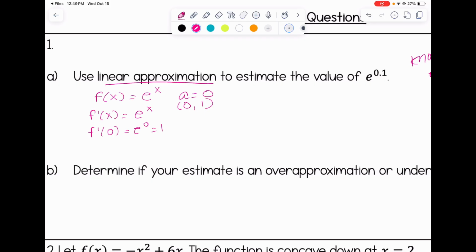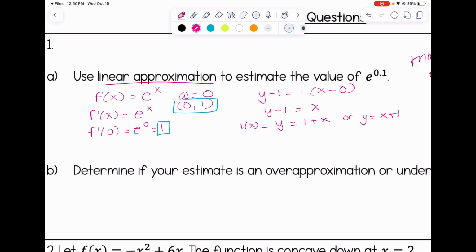So remember to use point-slope form. You need a point, which I have, and a slope, which I have, and we put that all together. So y minus 1 equals 1 times x minus 0. We can clean this up a lot, and we get y equals 1 plus x, or x plus 1. You could write it either way, and that is our linearization equation.